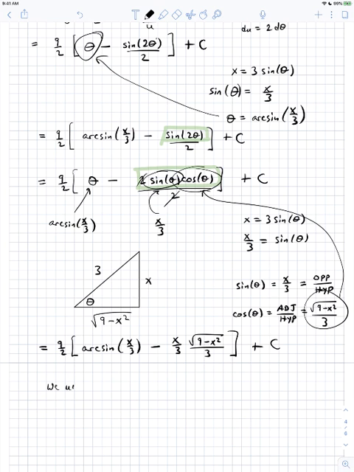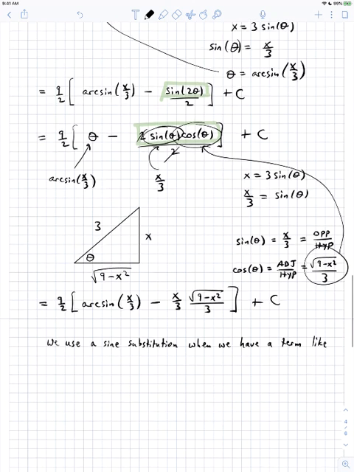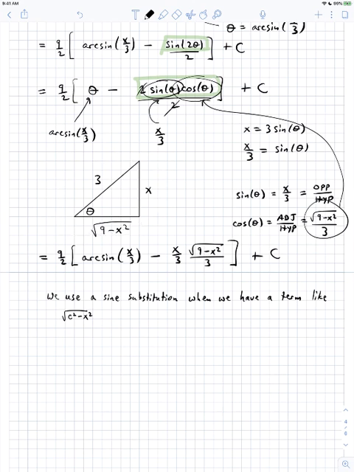We use a sine substitution when we have a term like the square root of c squared minus x squared. And the reason we use a sine substitution here is that this term resembles the side of a right triangle, just in the way that we saw here.